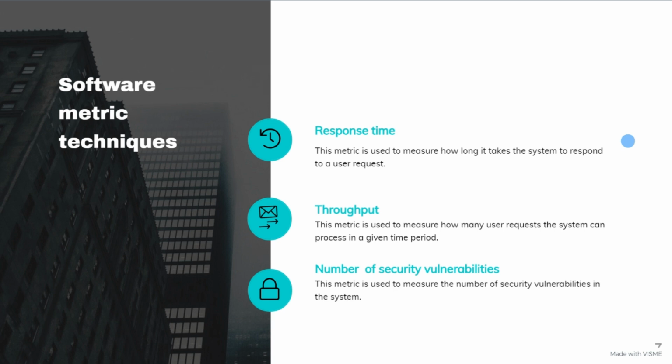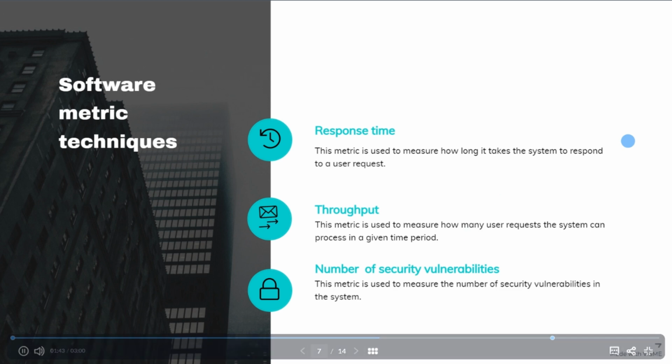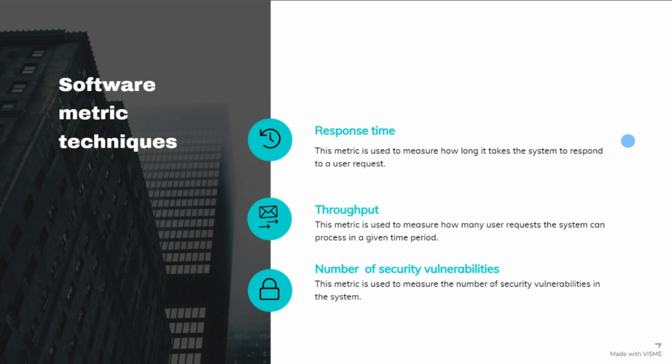The second one is throughput. This metric is used to measure how many user requests the system can process in a given time period. So a higher throughput indicates a more performant system. It can also be measured using a tool such as Apache JMeter.